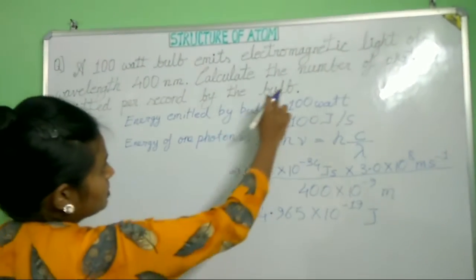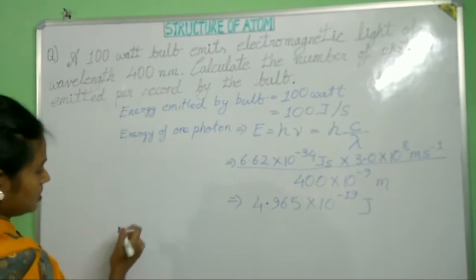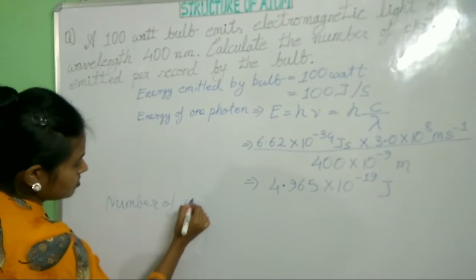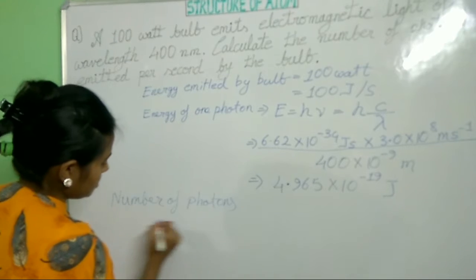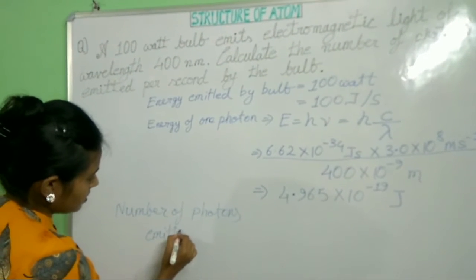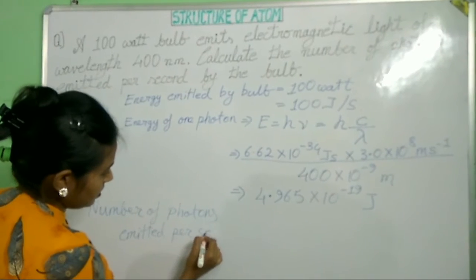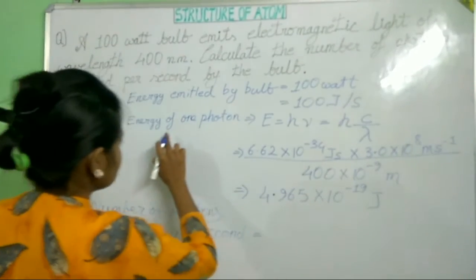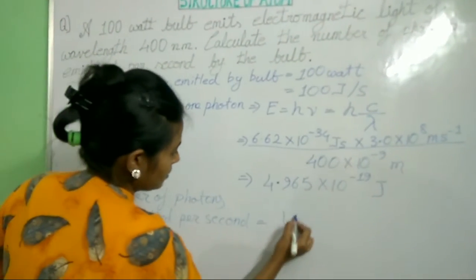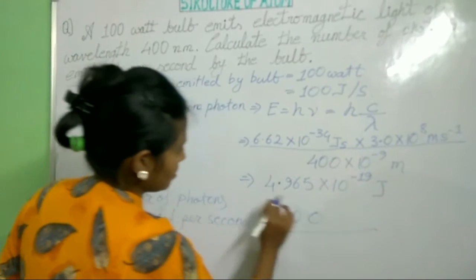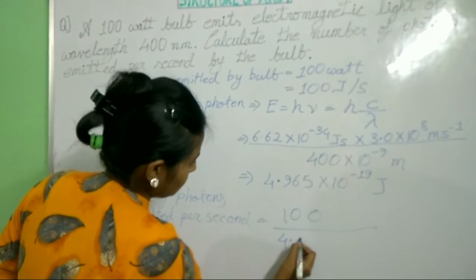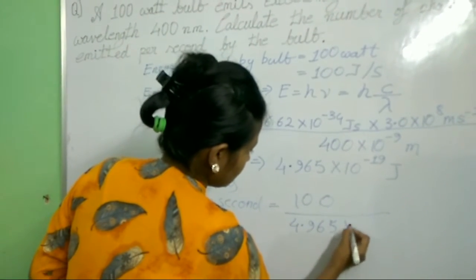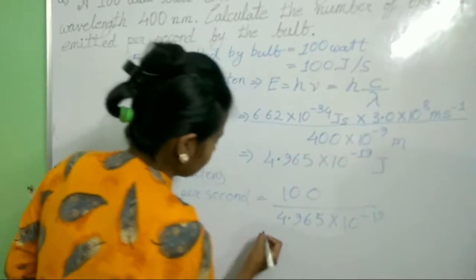Now, what is being asked? Number of photons emitted per second. So, the number of photons emitted per second will be, this much is emitted by the bulb, and this is energy for a photon. So, 100 divided by energy for one photon will give you the number of photons being emitted, right? So, 100 divided by 4.965 into 10 to the power minus 19. If we calculate this, how much will we get?